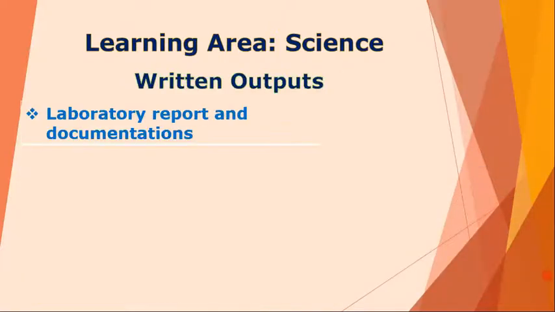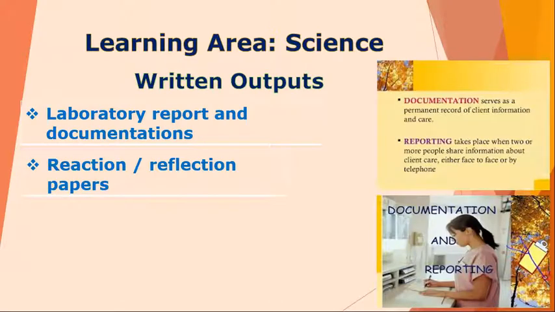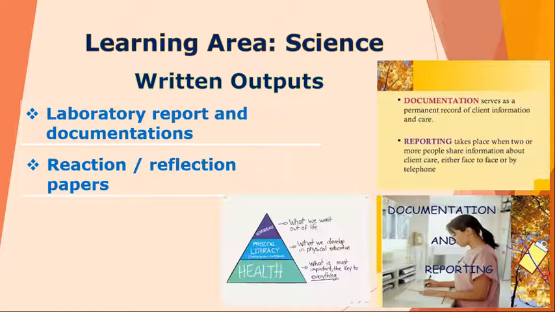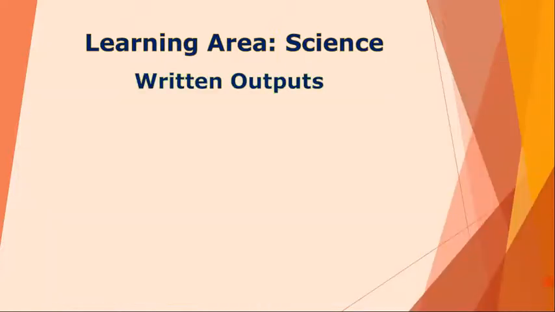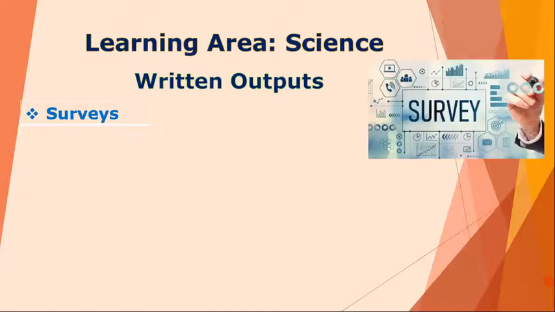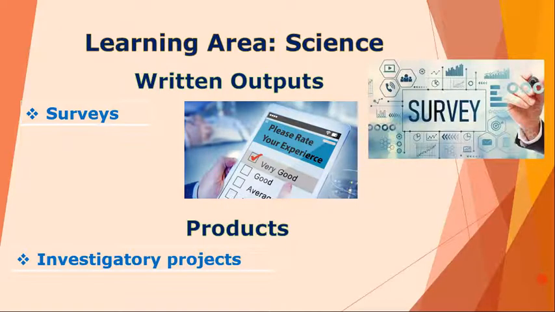For science, written output still, laboratory report and documentations, reaction or reflection papers. We have the structure here. And then surveys also is under science written outputs. Okay. Then for the product, investigatory projects.